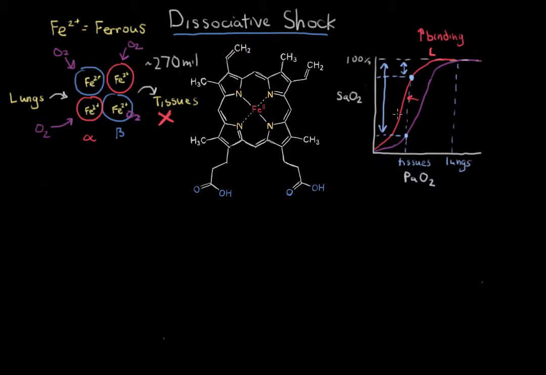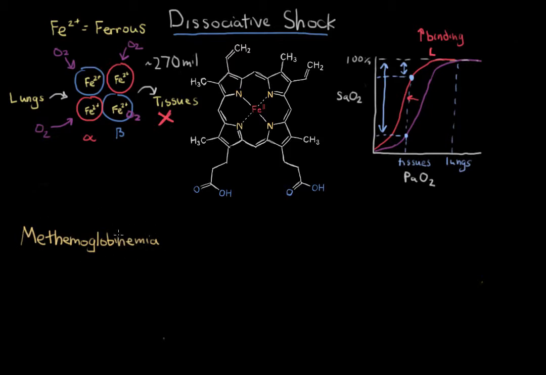Now let's get back to the topic at hand. What can cause a left shift in the oxyhemoglobin curve? Well, there are two main causes of dissociative shock. And the first cause is methemoglobin. And if you have methemoglobin in your blood, it's known as methemoglobinemia. Emia means in the blood.